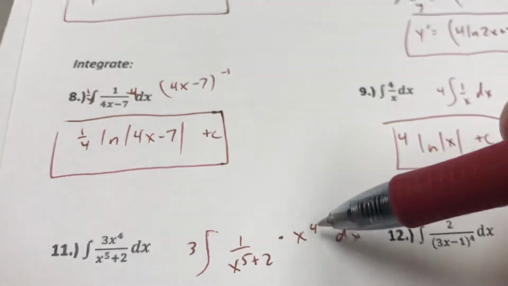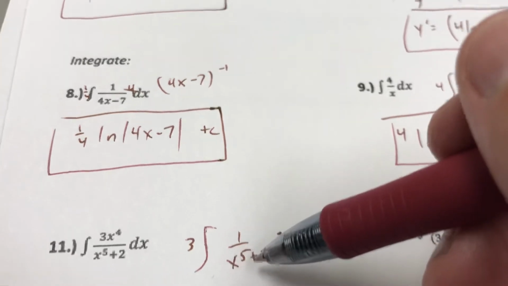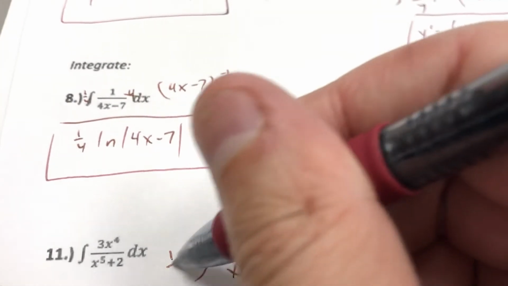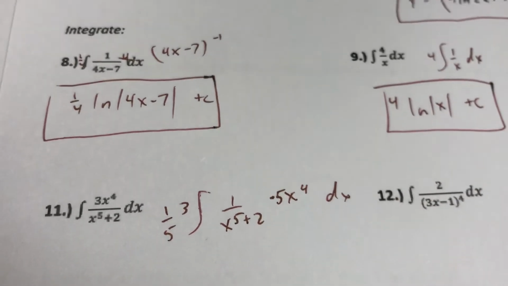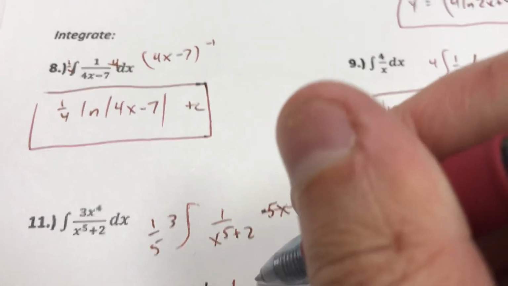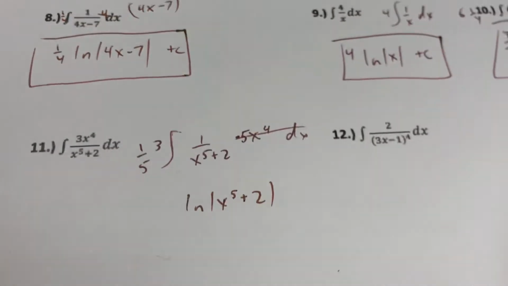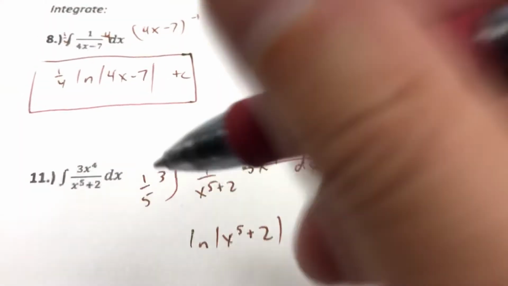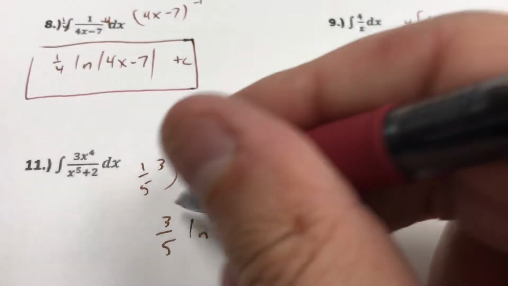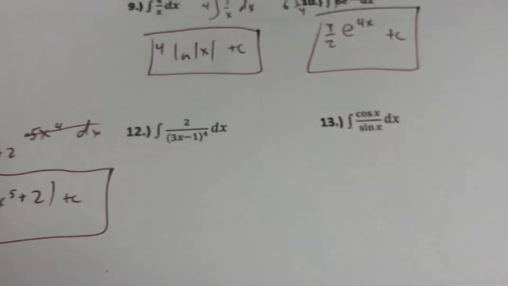So we got the 3 out here, we got the x to the 4th here. The derivative of the inside function would be 5x to the 4th. I can multiply by 5, balance it with a 1/5, okay? Reverse the chain rule, derivative of the inside function goes away. The antiderivative of a reciprocal is a natural log of the absolute value, in this case of x squared plus 2. 3 times 1/5 out in front is 3/5, and then we have a plus c.